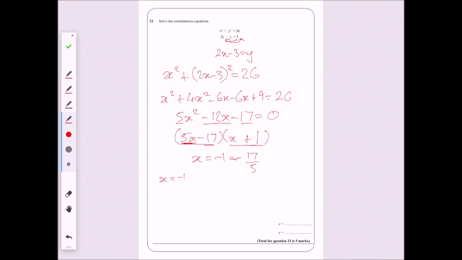When x is equal to minus 1, if we substitute that into this here, because that's the easiest one to do to work out what y is, we do 2 lots of minus 1, take 3 to work out y. So that's minus 2, take 3, y would be minus 5.